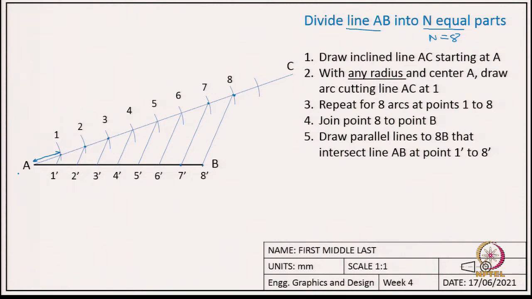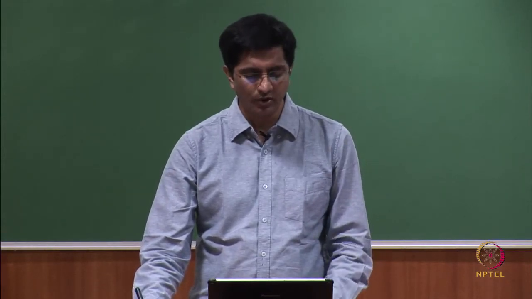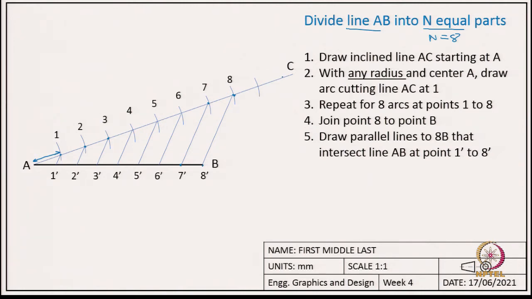I have chosen 8 here, but you can choose any number you want. The only thing you need to remember is that the number of arcs should be equal to the number of parts you need to make. For example, if you want to make 10 equal parts, then you continue till 9 and 10 and then join this point 10 with B. I am drawing it with a dotted line. Then you draw lines parallel to this line B10 and you will get 10 equal parts of this line AB.